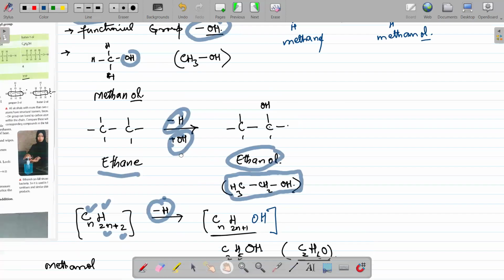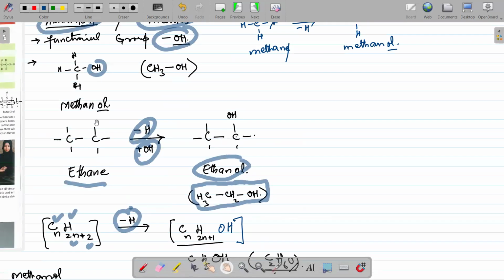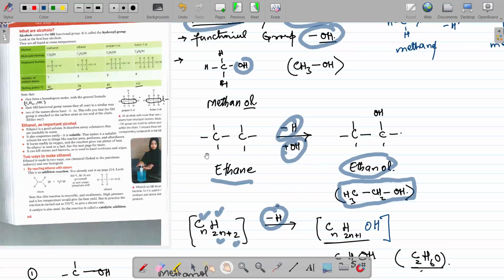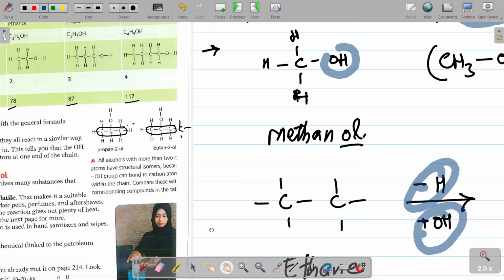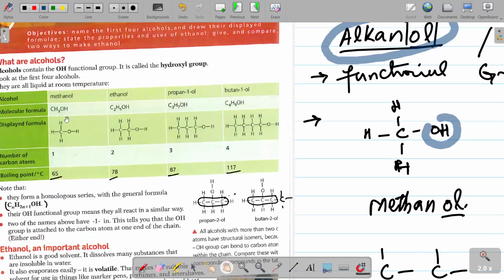So what will be the next member? Let's say we have methanol, ethanol, then what should be the name? Propanol for 3 carbon atoms, 4 carbon atoms, butanol, 5 carbons, pentanol. Is it clear? Okay. So you can see here, similar to the previous homologous series, as the chain length increases: methanol, ethanol, propan-1-ol, and butan-1-ol.